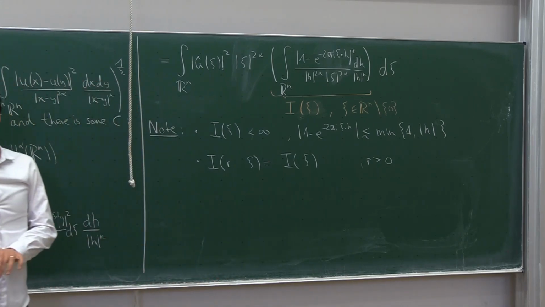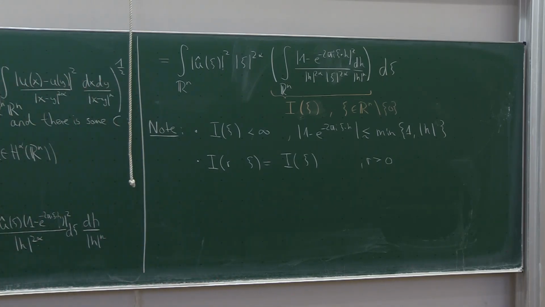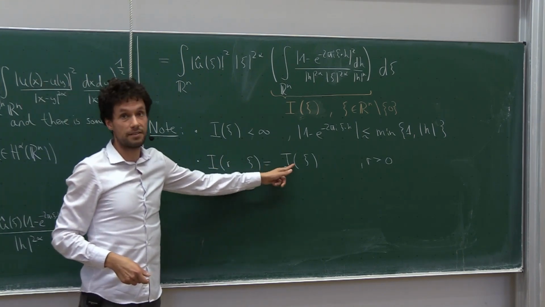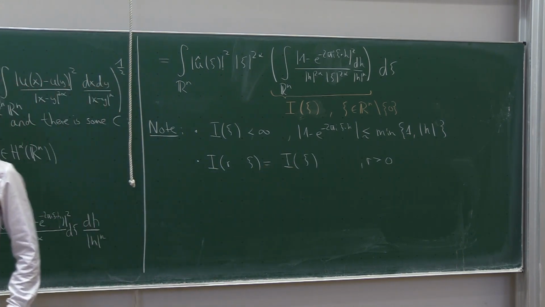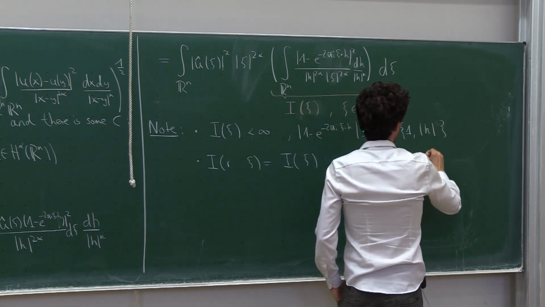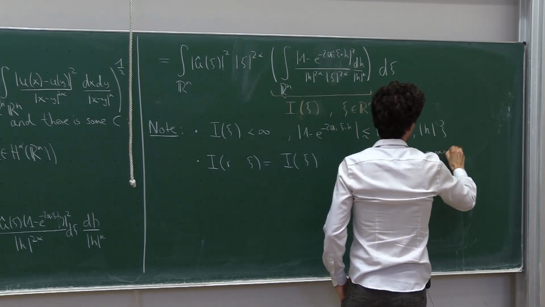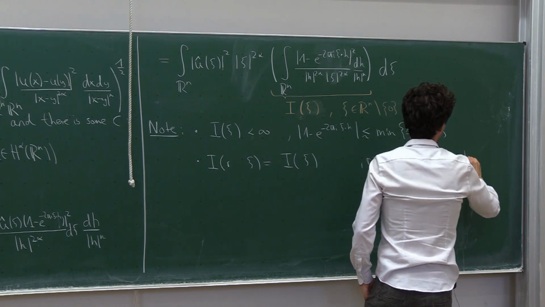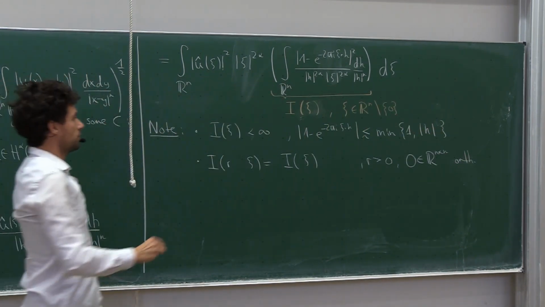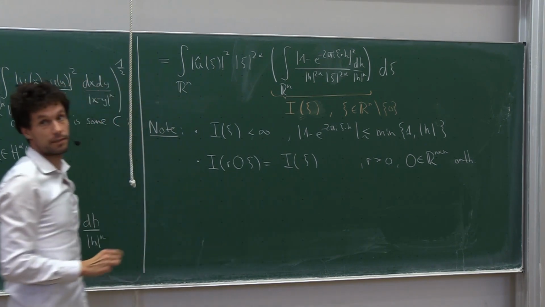Because dh over h to the n, the functional determinant just goes away, and this is left invariant. Okay, so under this scaling, this I doesn't change. I can do something similar. I claim that if O in R to the n times n is an orthogonal matrix, then also this I doesn't change.